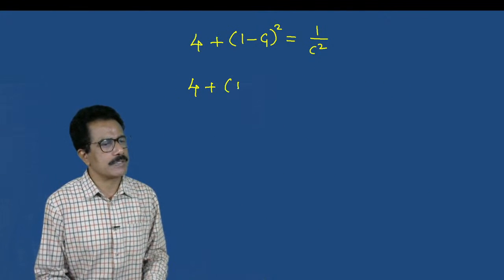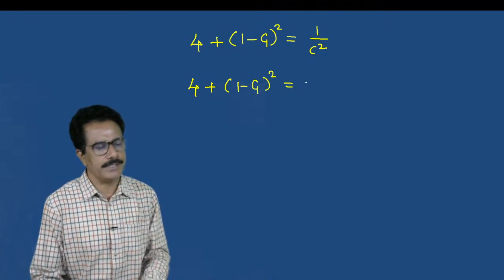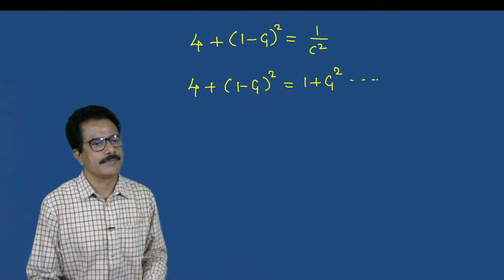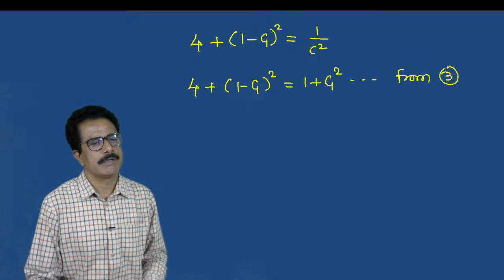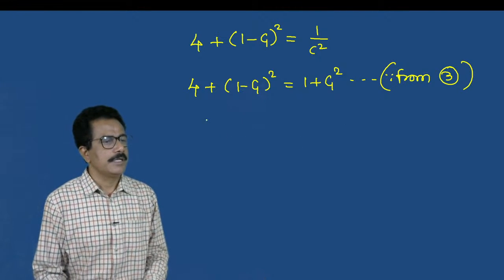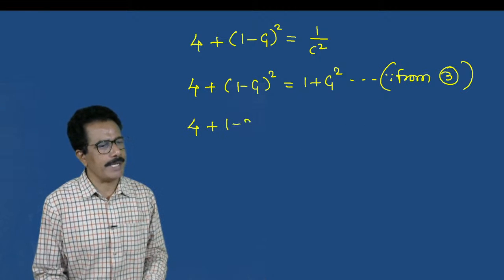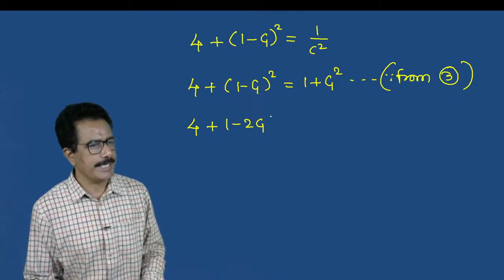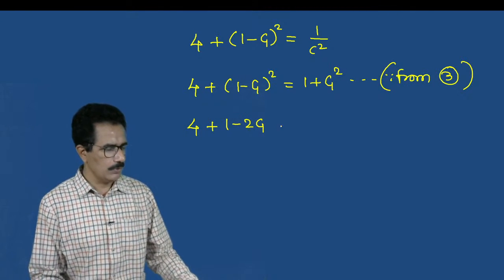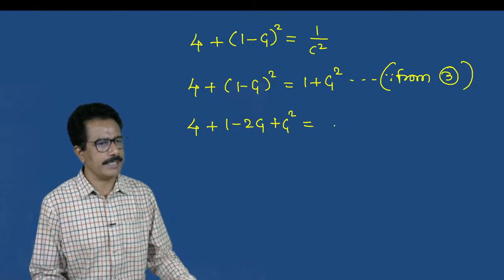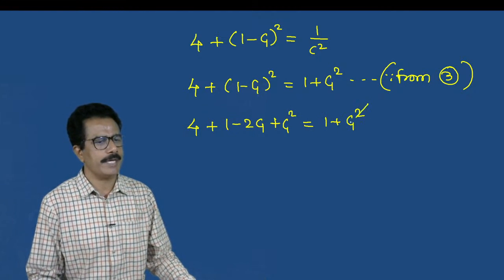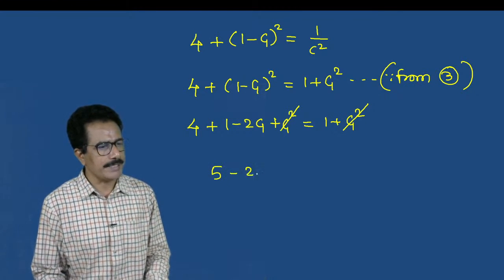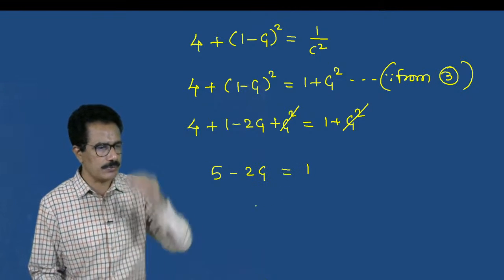So (4 plus 1 minus c1) whole square is equals to 1 plus c1 square. This is from 3. Now calculate: 4 plus 1 minus 2c1 plus c1 square is equals to 1 plus c1 square. This c1 square will be cancelled. 5 minus 2c1 is equals to 1.